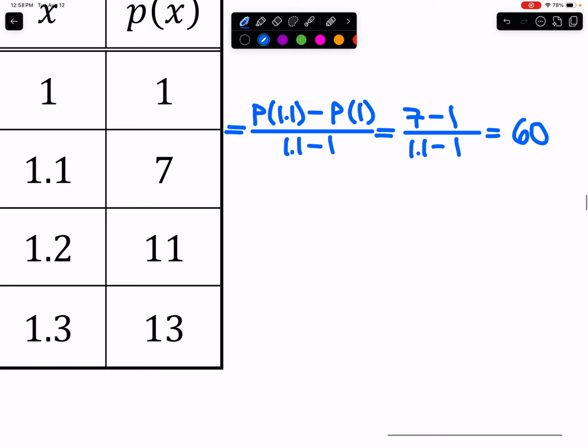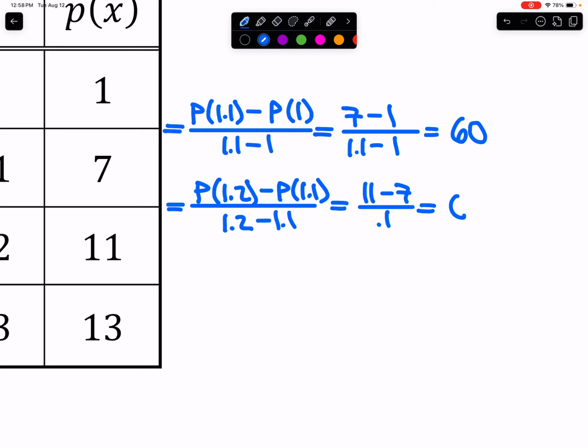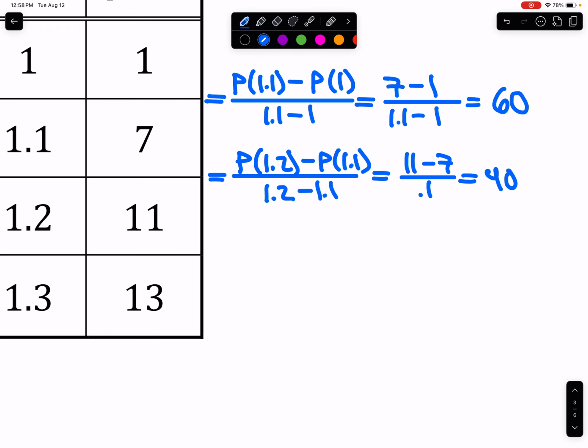All right, next. So now we're going to do P of 1.2 minus P of 1.1 over 1.2 minus 1.1. So we're going to have 11 minus 7 over just 0.1. If I'm doing my mental math correct, that should also be 60. Ooh, nope, it is 40. Math is hard, y'all. Yeah, it's 4 over 0.1, so it's 40.